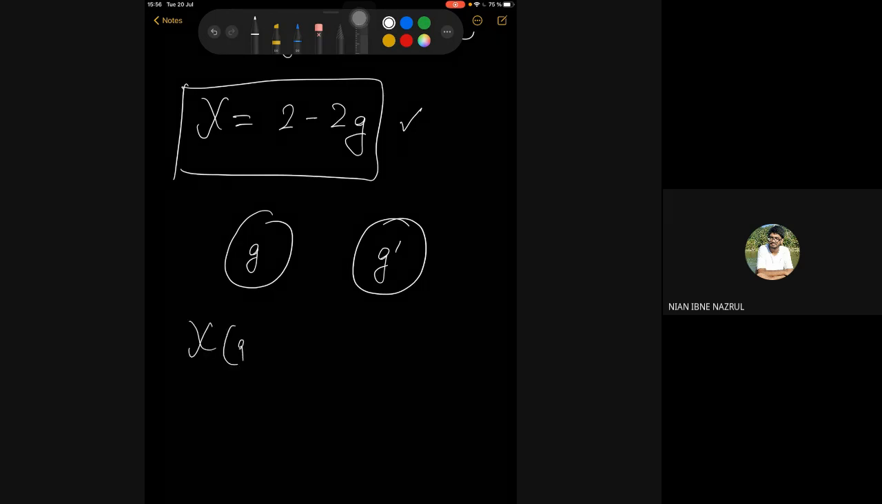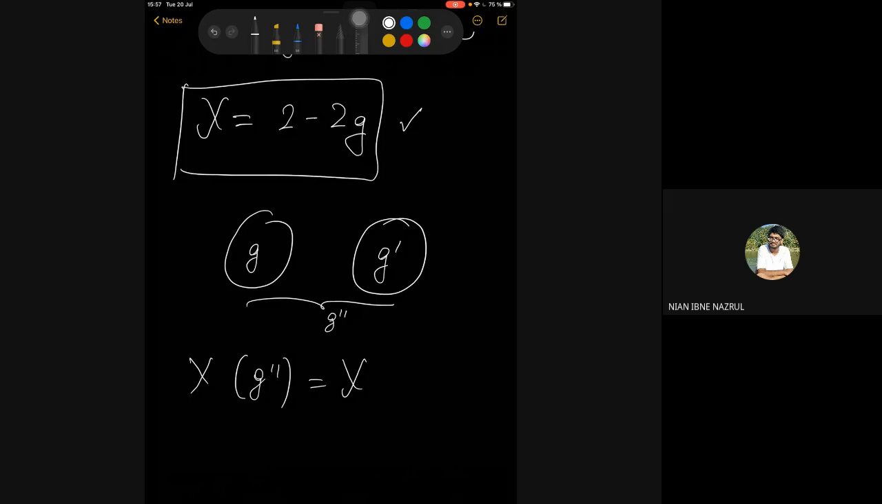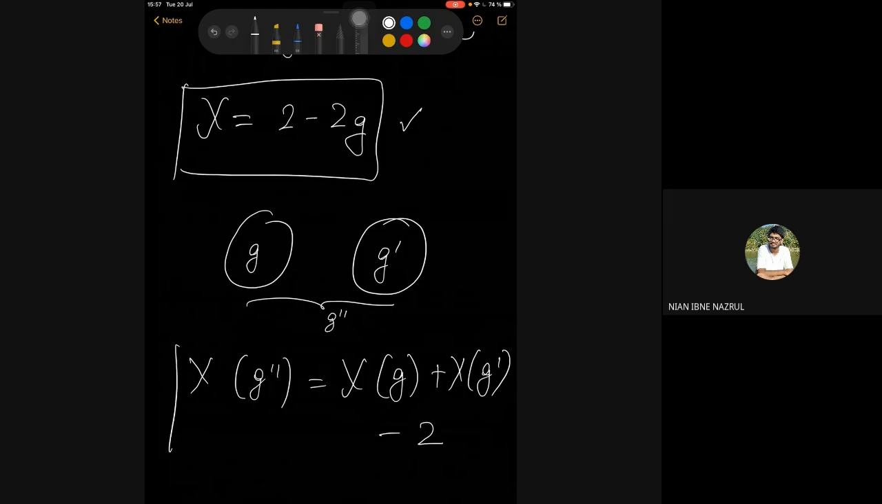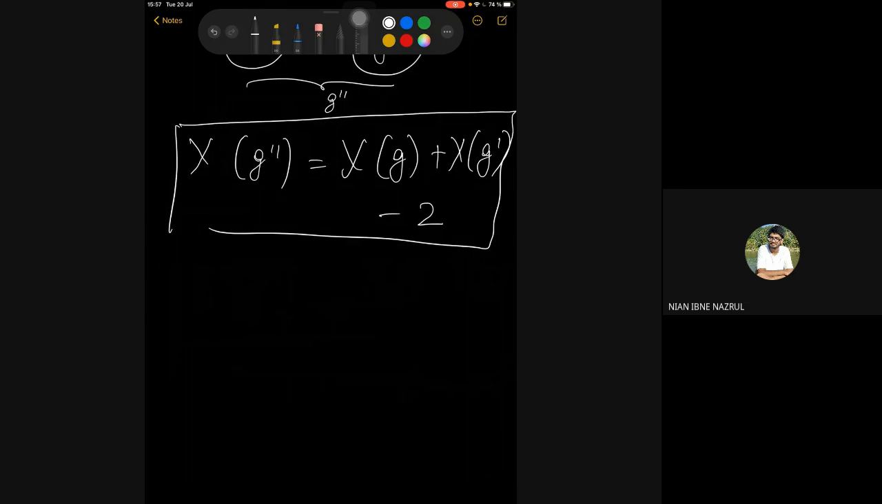Or let's give them a new surface name. Let's say G double prime. That's better. It's just the sum of the two, minus 2. These are the two things we need for our discussion, for when we will be doing ribbon graphs.